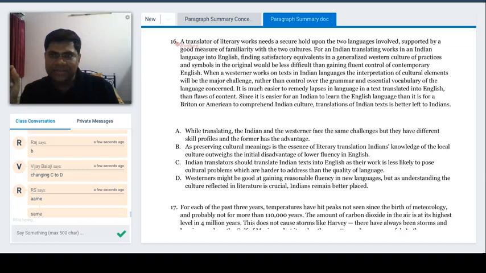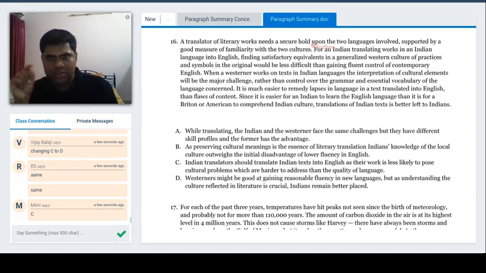For an Indian translating works in an Indian language into English, finding satisfactory equivalence in the generalized Western culture of practices and symbols in the original would be less difficult than gaining fluent control of contemporary English. Did you understand this sentence, people? From the second sentence, from "for" up to "English", did you understand this? So from this point, for an Indian translating works in an Indian language into English, finding satisfactory equivalence in the generalized Western culture of practices and symbols.